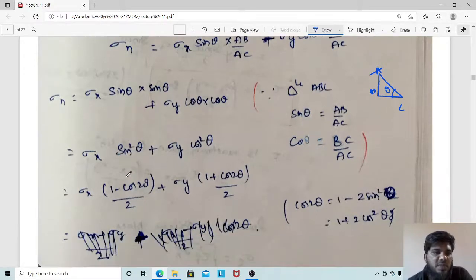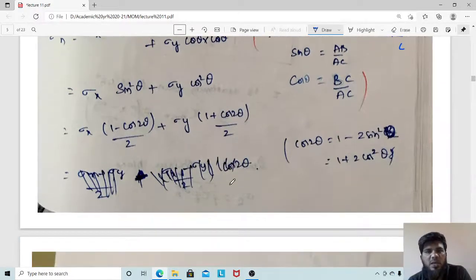So this has become sigma n is equal to sigma x sin square theta plus sigma y cos square theta. From the identities, we have cos 2 theta is equal to 1 minus 2 sin square theta, whereas cos 2 theta in terms of cos theta is nothing but 1 plus 2 cos square theta. So we are substituting. Sin square theta becomes 1 minus cos 2 theta by 2. This will become 1 plus, sorry, here it should be cos 2 theta plus 1 by 2.